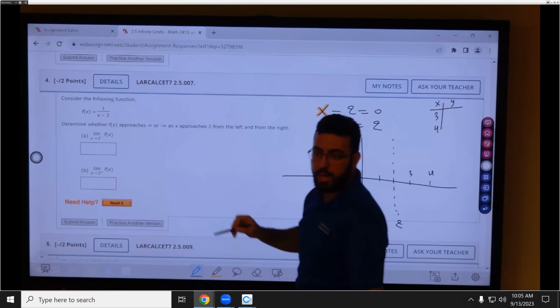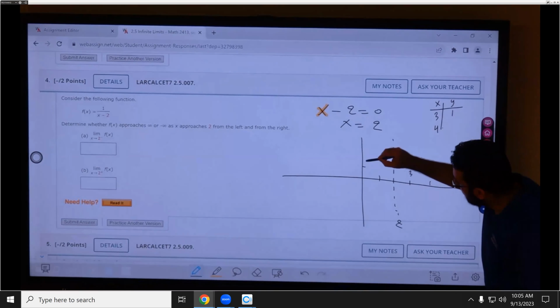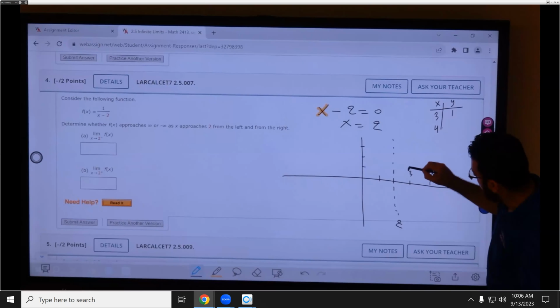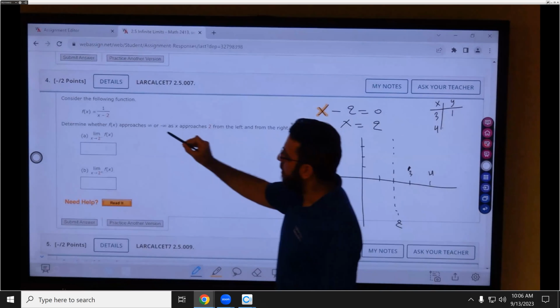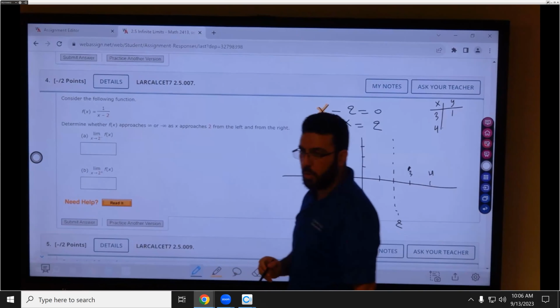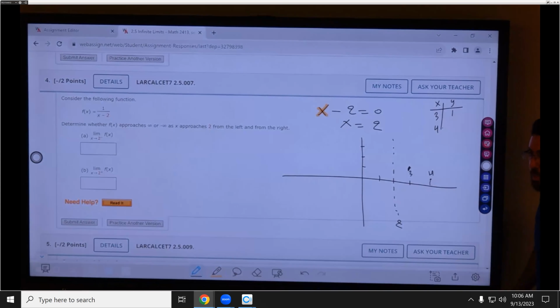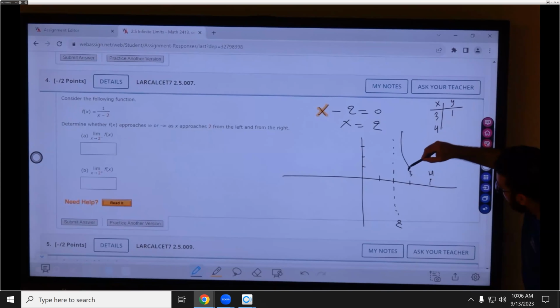That means when x is 3, y is 1. It's going to be here. Here's the point. When x is 4, 4 minus 2 is 2. Okay, perfect. 1 divided by 2 is going to be 0.5. So it's going to be here. So tell me, what does the function look like? 100%, this one is going to go up, and this one is going to keep going like this.